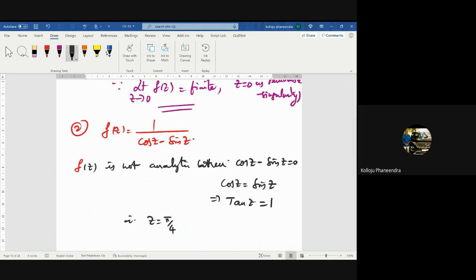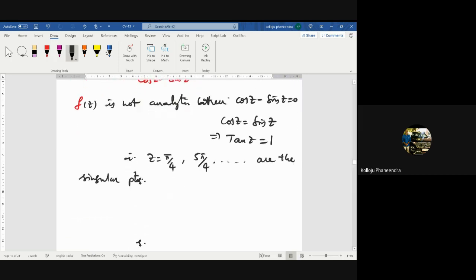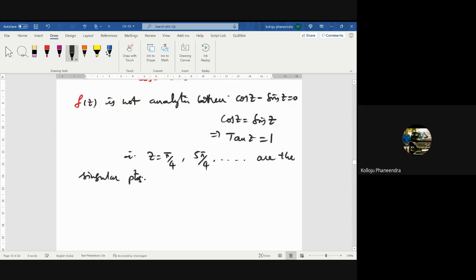Only one value, any other values? Tan 3 pi by 4 is negative 1. 5 pi by 4, I think positive, correct? Are these the singular points? Any doubts? Then I have to check.